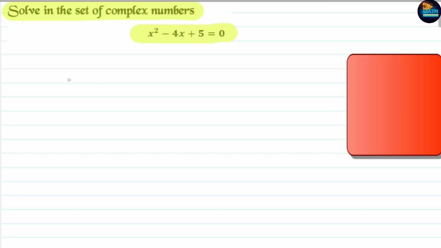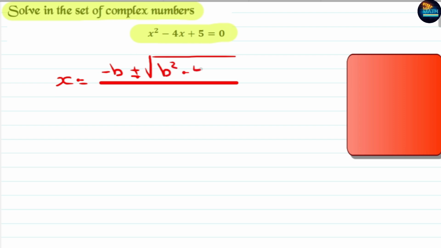You remember, the general formula is x is equal to negative b plus or minus the square root of b squared minus 4ac, divided by 2a. And a, b, c are the coefficients. a is the coefficient of x squared, b is the coefficient of x, and c is the constant term.